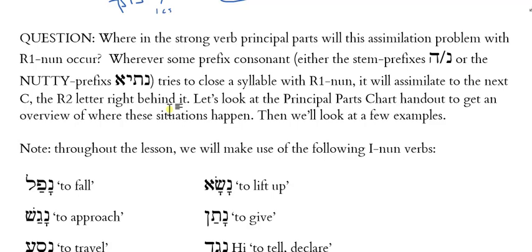So what I want to do is look at the principal parts chart handout with you and just get a really quick overview of where these sorts of situations happen. Where will we be finding a prefix consonant closing a syllable with root 1 and then butting up against another consonant? So let's take a look at the charts, and then we'll look at some examples of this.